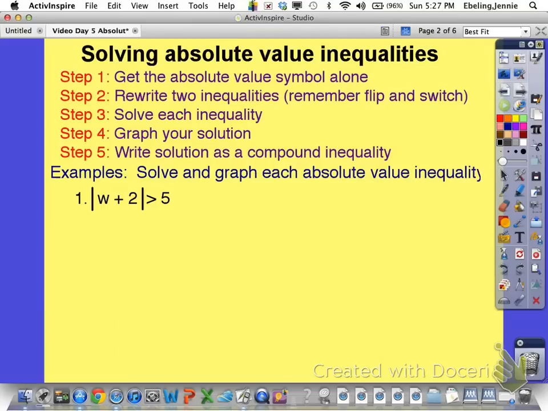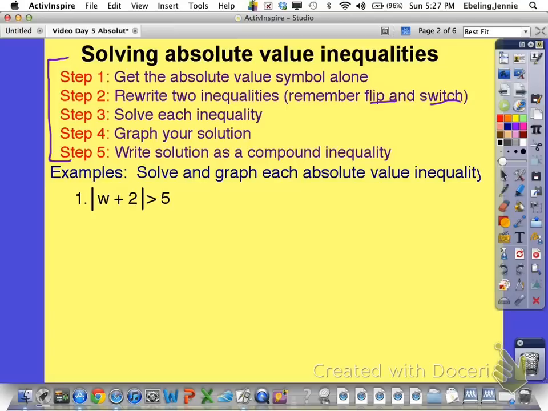Okay, for the first absolute value inequality that we want to solve, we're going to follow the 5 steps that are up here. We're going to follow these 5 steps in all absolute value inequalities. Step 1 is to get the absolute value symbol alone. This absolute value of w plus 2 in the example is all by itself. That means there's not any numbers out in front of the absolute value or behind the absolute value. Step 2, we want to rewrite the two inequalities, and we're going to have to remember to flip and switch in the second one. Step 3, solve each inequality. Step 4, graph your solution. And step 5, write the solution as a compound inequality.